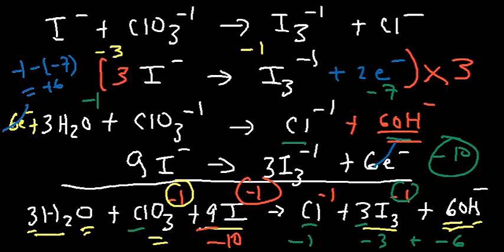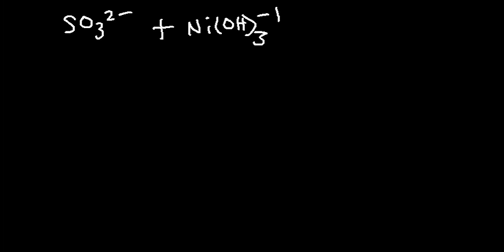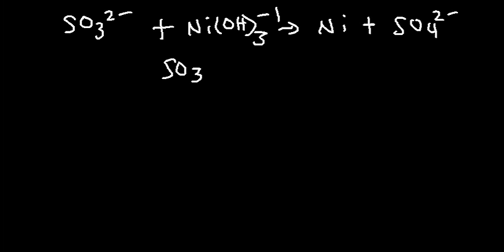Now, let's try another example. So let's say if we have sulfite plus this nickel hydroxide ion, and it converts to nickel and sulfate. Go ahead and balance the reaction under basic conditions. So let's start with sulfite. Sulfite converting into sulfate.